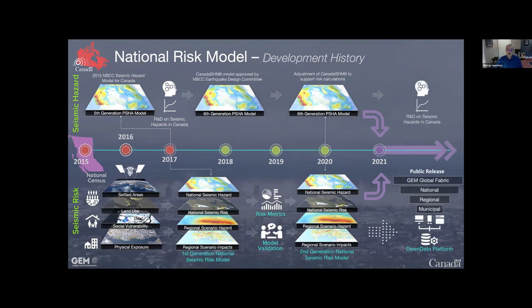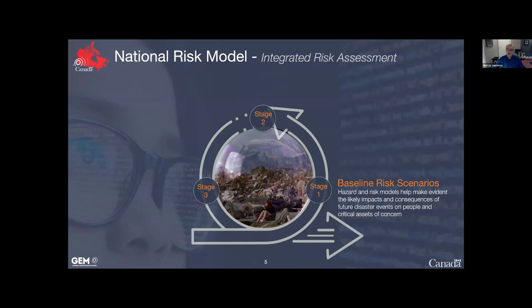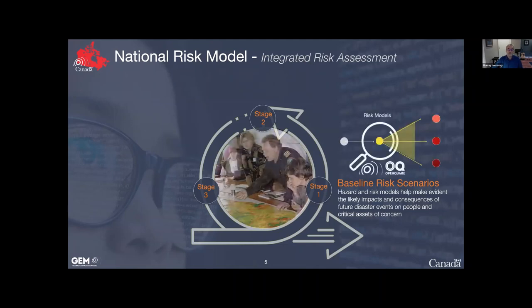The outputs of the model will be released next year, and they're meant to be shared through an open data platform to municipal, regional, and national partners, but also to feed up into the global fabric. So our view of integrated risk assessment is very much an iterative process of analysis and evaluation that involves three stages. First, the first stage is using the quantitative risk models that Vitor outlined to develop baseline risk scenarios that make evident the expected impacts and consequences of future disaster events.